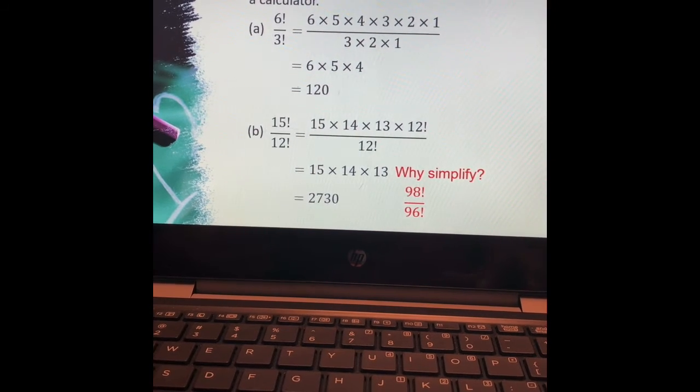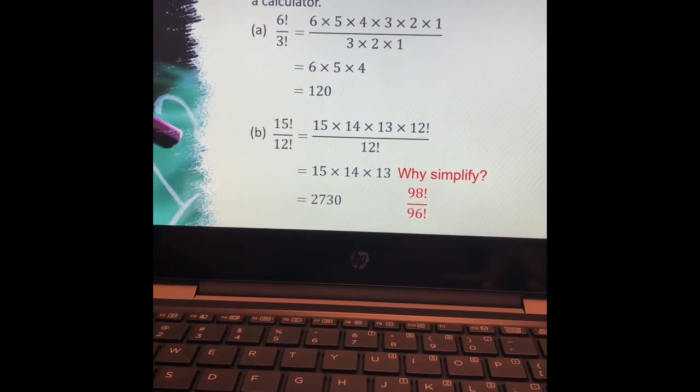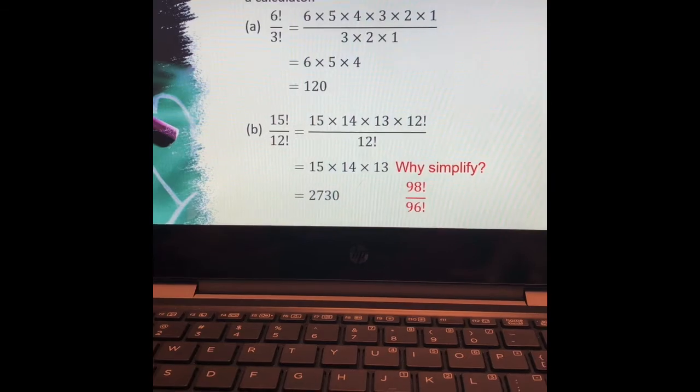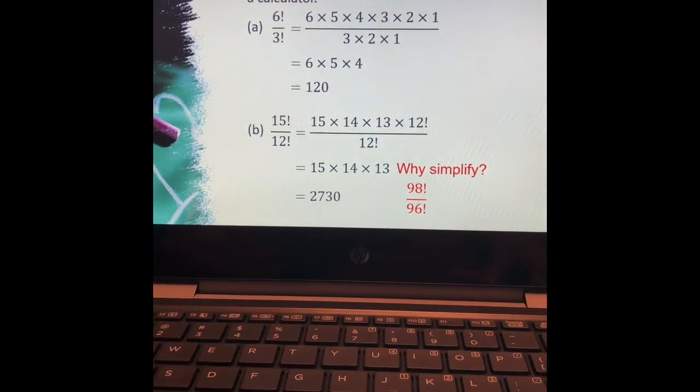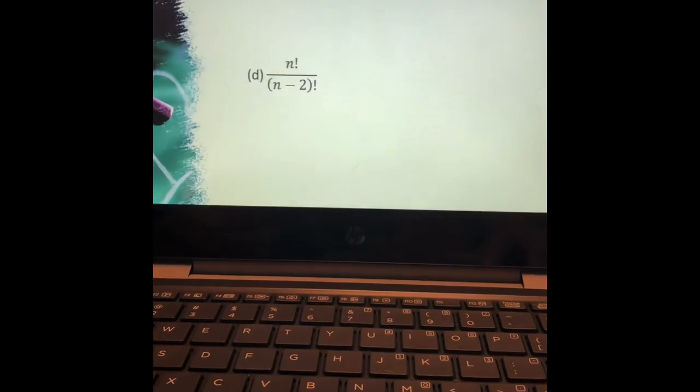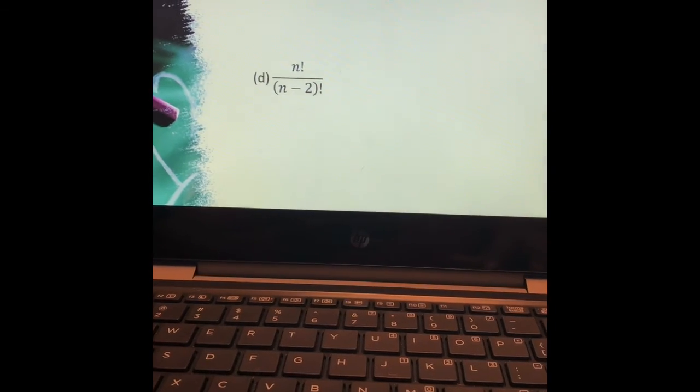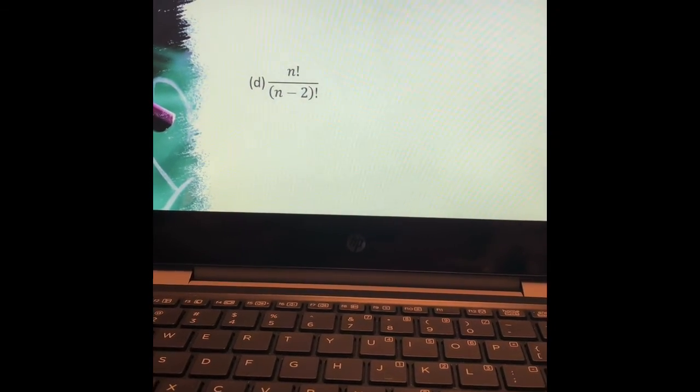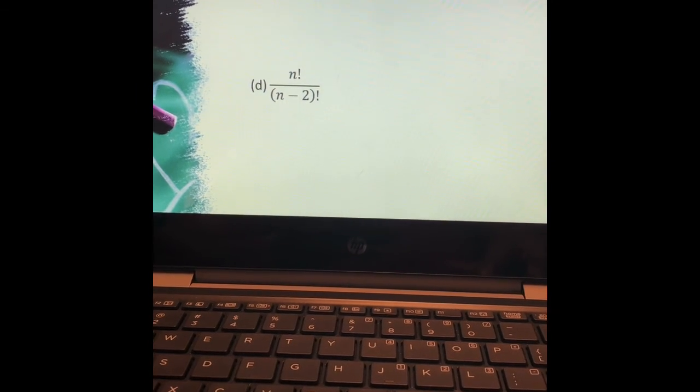98 factorial divided by 96 factorial. You don't want to write those out. You go 98 times 97. Super simple. Saves a lot of time and space. All right, a few more here. 9 factorial divided by 3 factorial, 5 factorial.